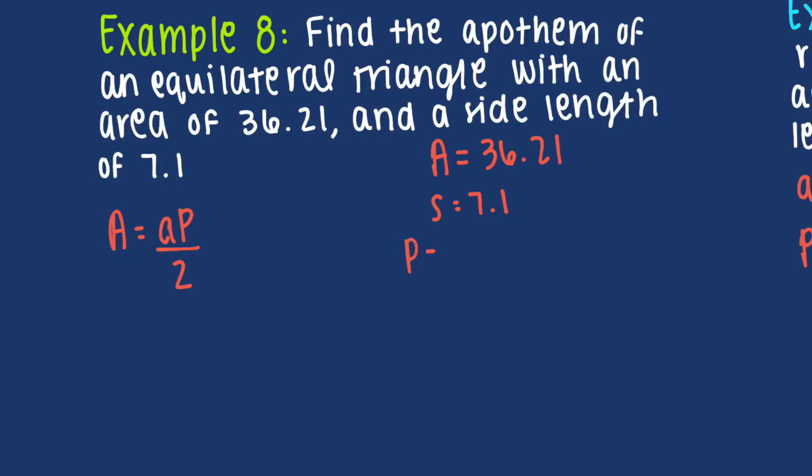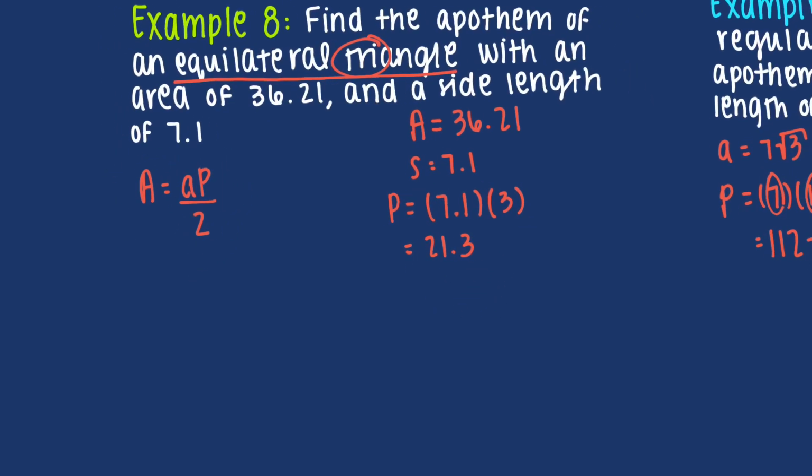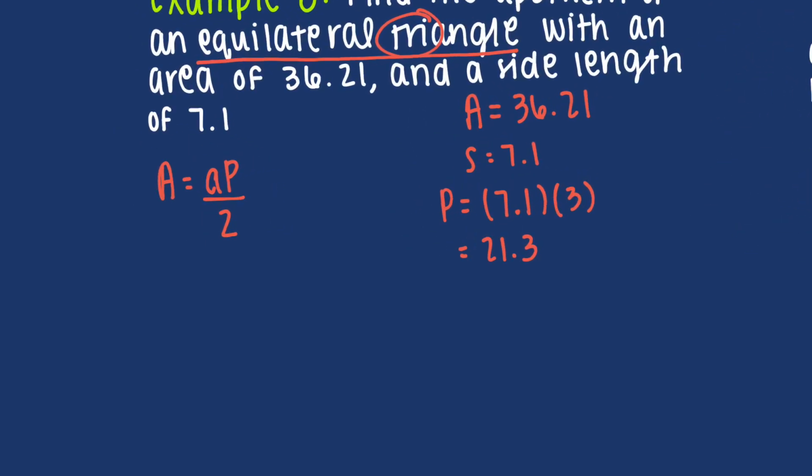So perimeter is the side length times the number of sides. This is an equilateral triangle. You should know that tri, if you don't, is 3. So 7.1 times 3 gives me 21.3. I can now start plugging in to find my missing apothem. When I do that, I replace my big A, my area, with 36.21. And it's going to be equal to, I don't know what my apothem is yet, but I do know my perimeter is 21.3, and it's still divided by 2.